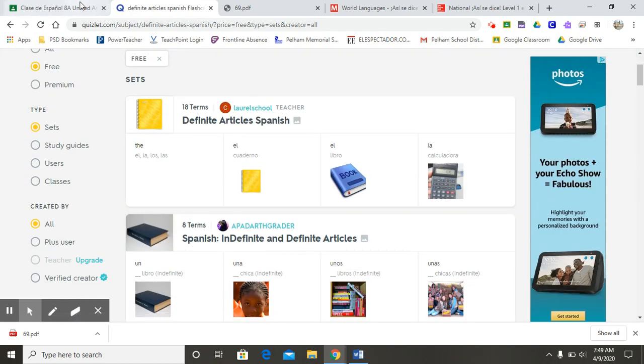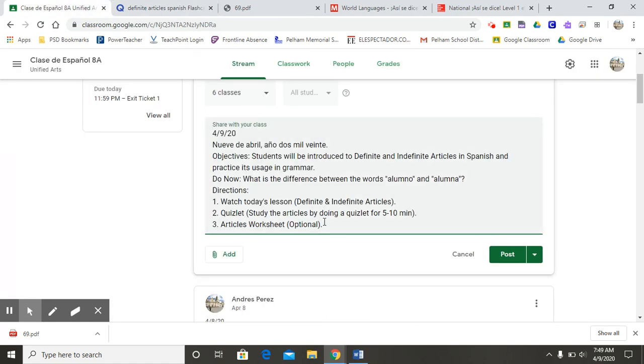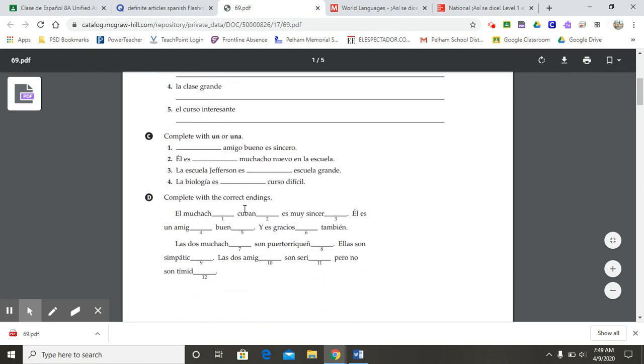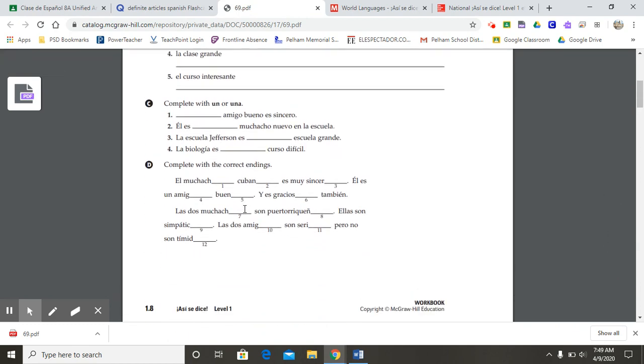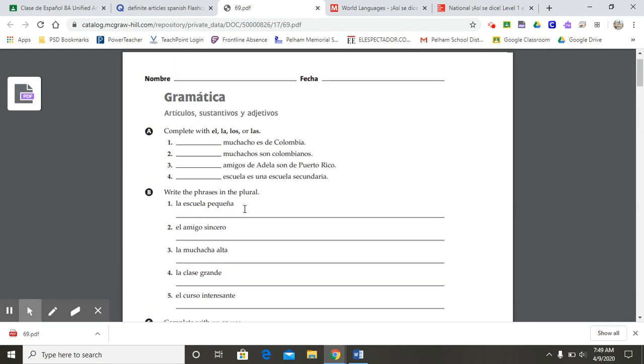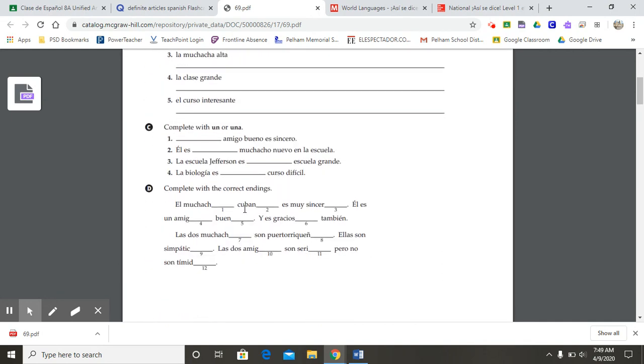But I do want you to do this. I put here that I want you to study these articles and do the Quizlet for about 5 to 10 minutes. So I do want you to do that today so you can get a little practice. And I will be attaching a worksheet as well. This is what the worksheet looks like. And you don't have to do this. Again, this one's optional, but it'll be here for you to do if you want.